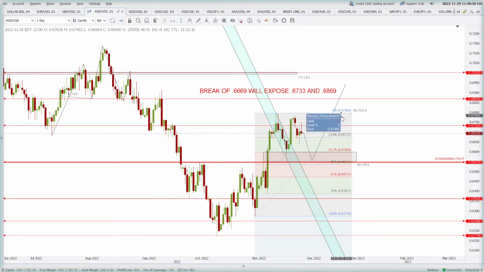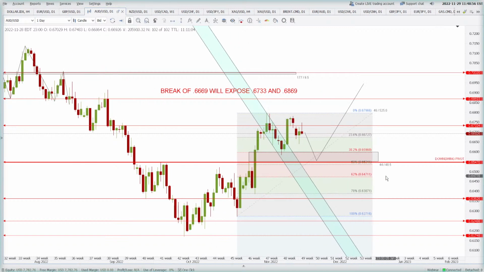If something like this happens, you can enter the long with a small stop loss below this, which will be the 50% and the downswing pivot also. But right now, if you ask me where is the resistance, the resistance is the 0.6733 area, and support is at around the 0.6547 area.